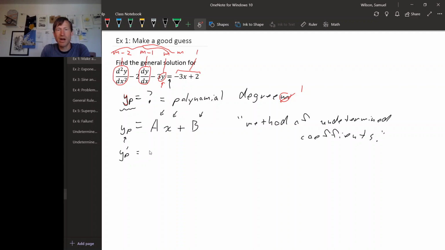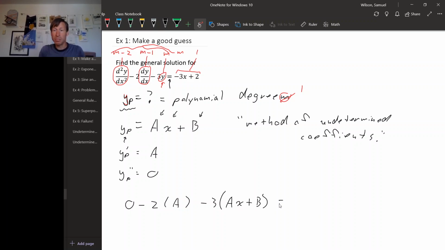So y sub p prime is just a, y sub p double prime is 0, and now we can plug everything into the differential equation. So second derivative of y is 0, minus 2 times the first derivative of y, which is just a, minus 3 times y itself, so y sub p, which is ax plus b. And this is supposed to be equal to minus 3x plus 2.